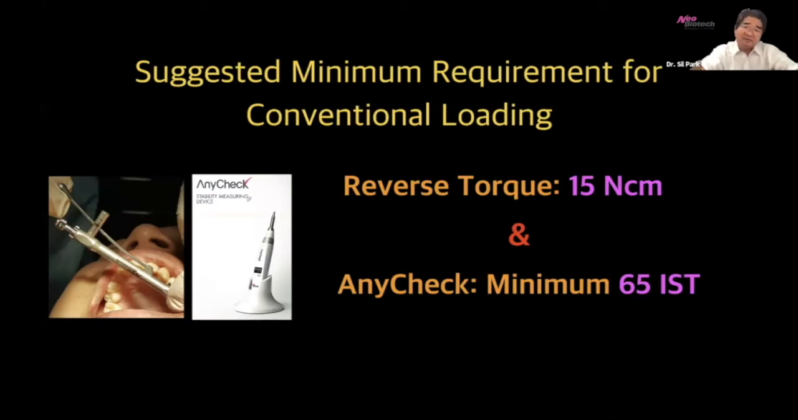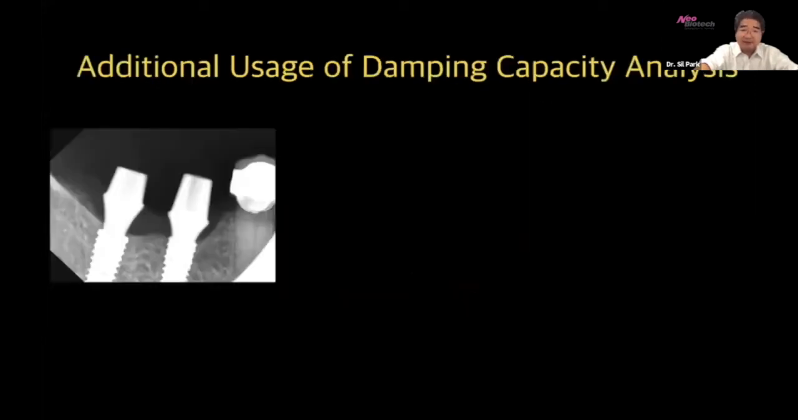A catastrophic result is basically, 3 months later, the patient comes in, we put the crown on it, and a couple of days later the patient comes back with the crown and implant in their hand. We do not want that to happen. So I strongly recommend the reverse torque and AnyCheck with 15 and 65. Those are great numbers that tell you your implant is ready for the crown. Keep that in mind, okay?